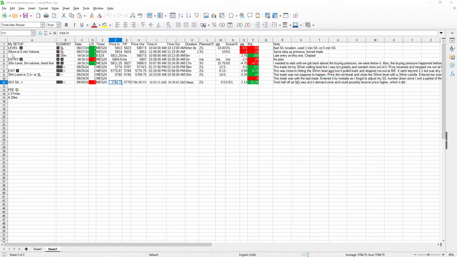So I had my setup area, my level. I had volume. Price came back to it. We had level. We had a 5 minute volume on it, and then I took the retest of the volume of the 5 minute with a trend line, and I ended up exiting at an adjusted stop loss because of how price was moving, and also because of NQ.